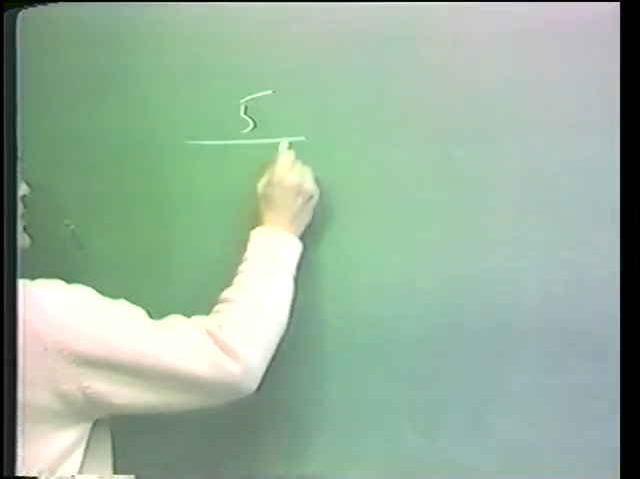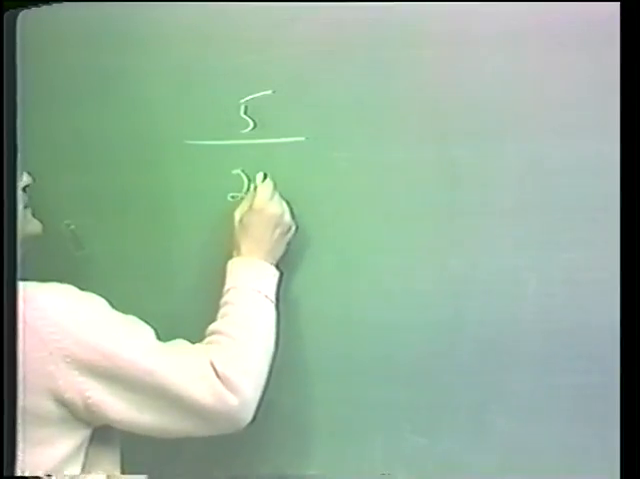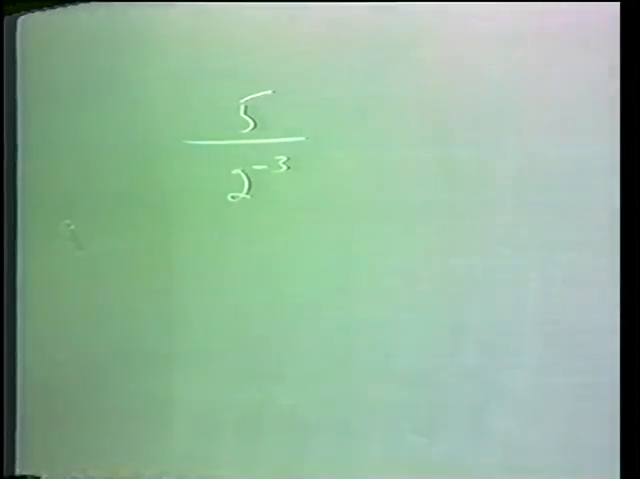Suppose we have, well, let's see, 5 over 2 to the negative 3 power. See if we can express this without negative exponents in simplified form.